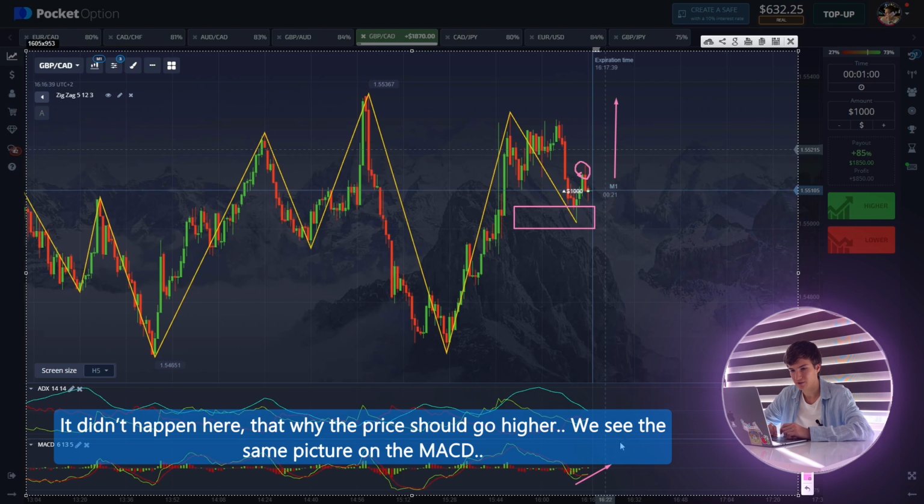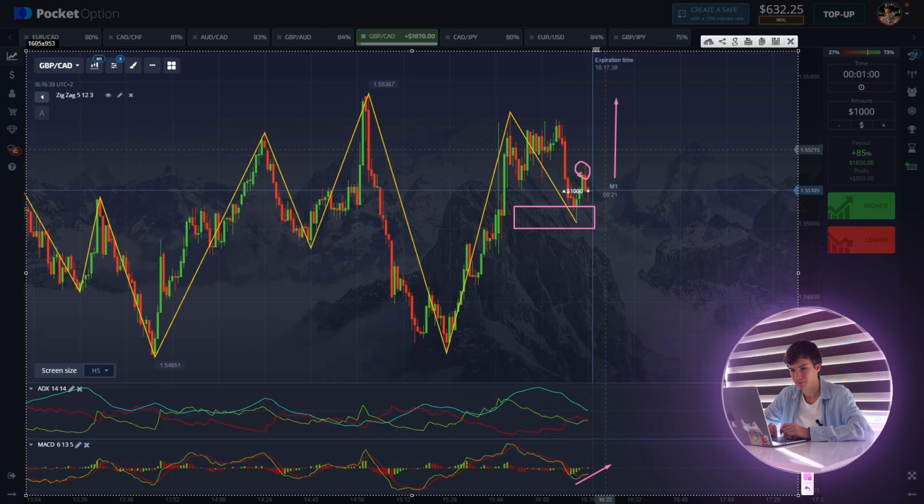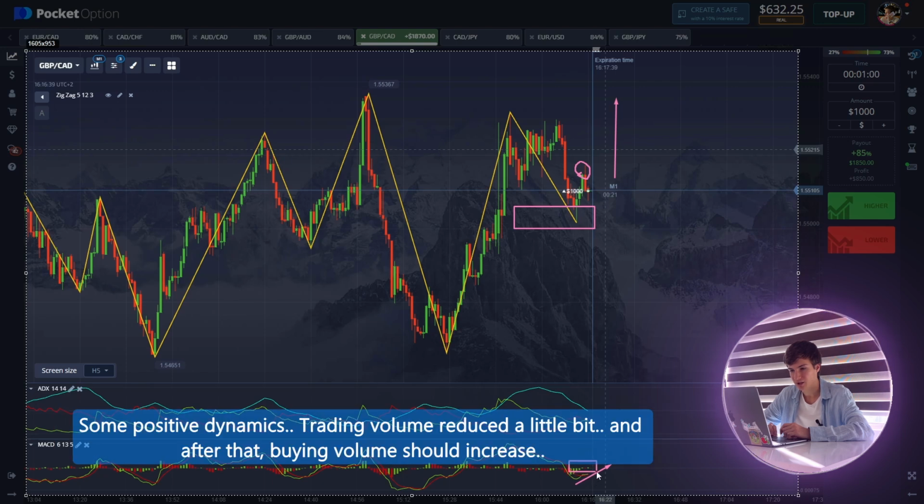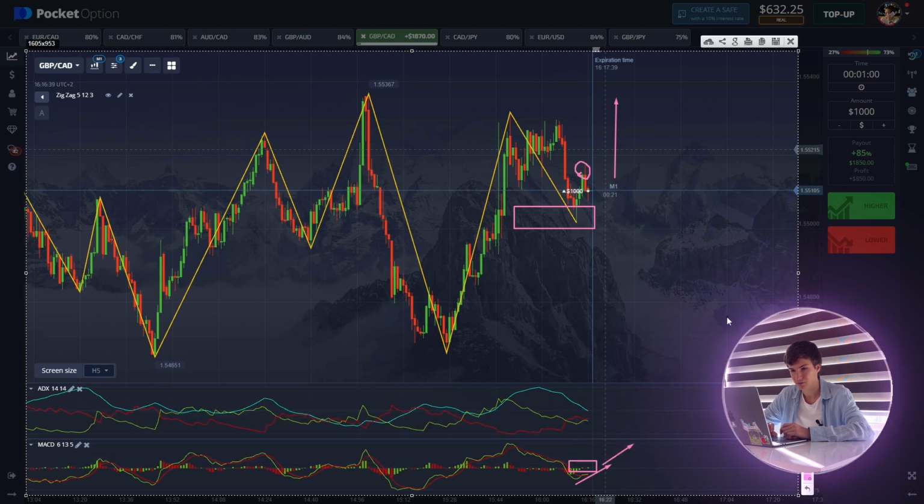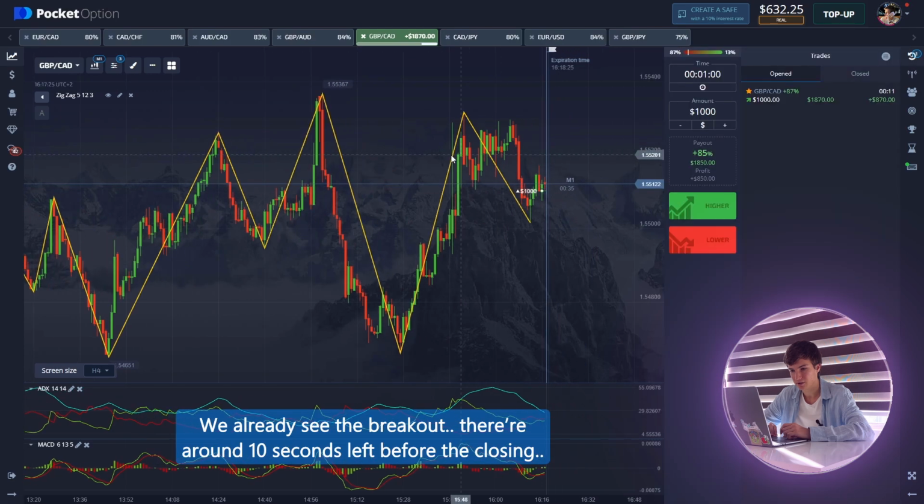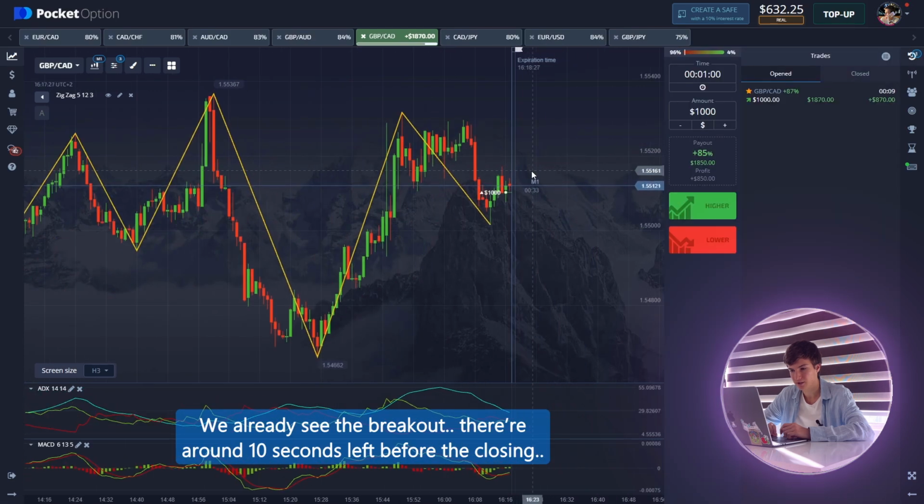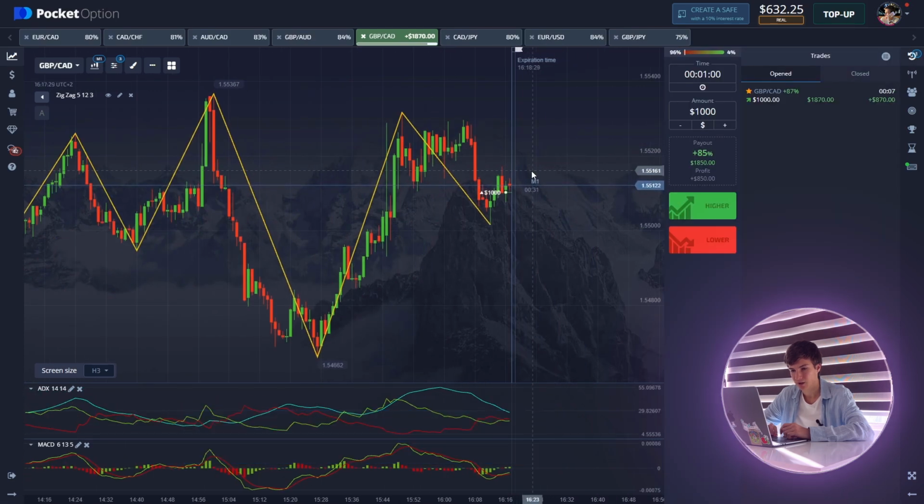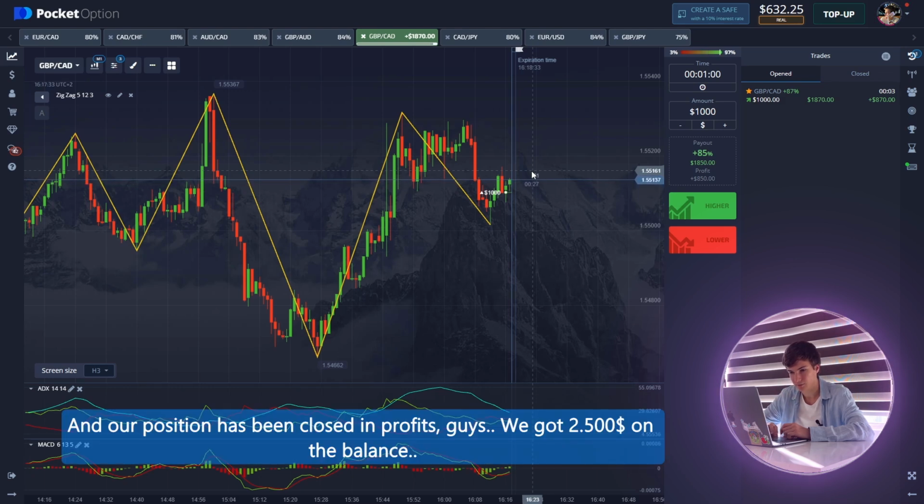We see the same picture on the MACD, the same positive dynamics. Trading volume reduced a little bit, and after that buying volume should increase. That's why we open a long position, guys, and also expect the crossing of the moving average on the ADX. We already see the breakout. There are around 10 seconds left before the closing, and our position has been closed in profits, guys.